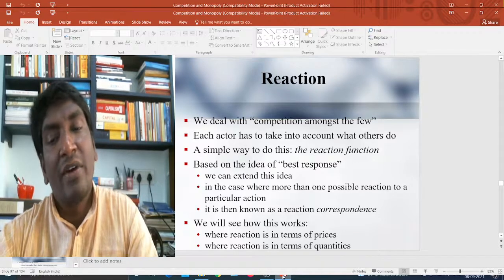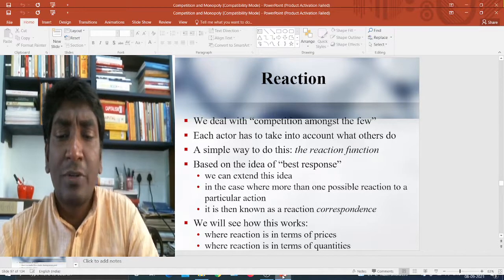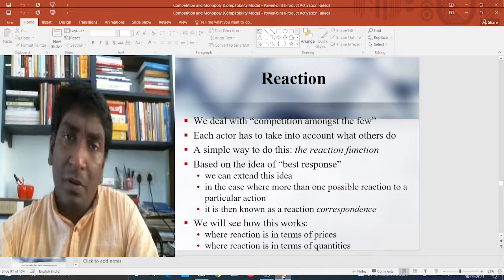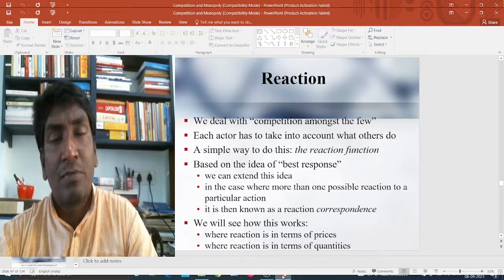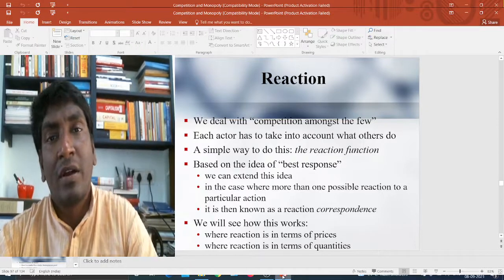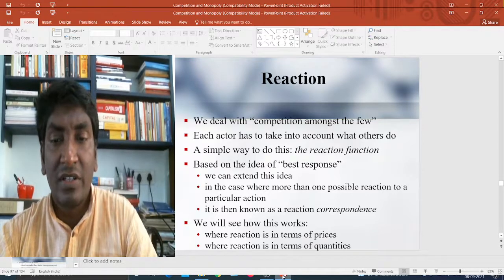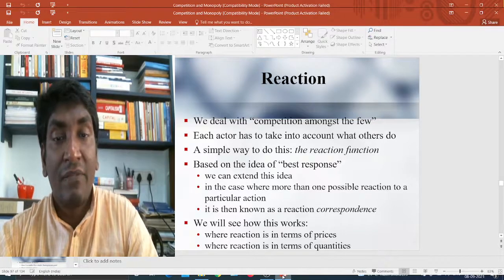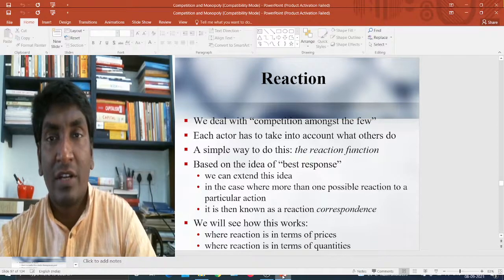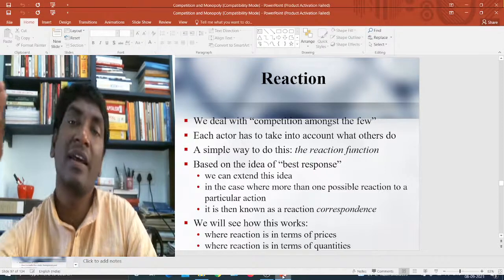In the case where more than one possible reaction to a particular action is permissible, it is known as a reaction correspondence. If you have more than one reaction, then you have a reaction correspondence. So this is what the model is altogether, and the response practice is figured out. We will see how this works, and the modeling as well as the mathematical and graphical presentation will give you a clear idea regarding this.